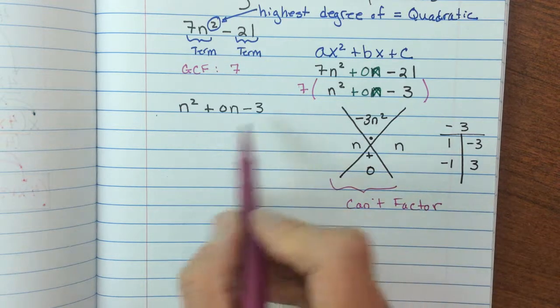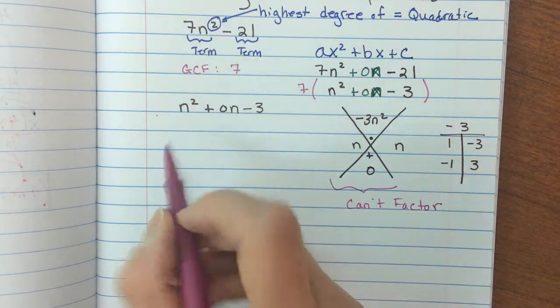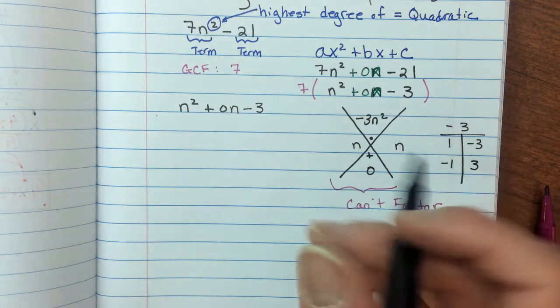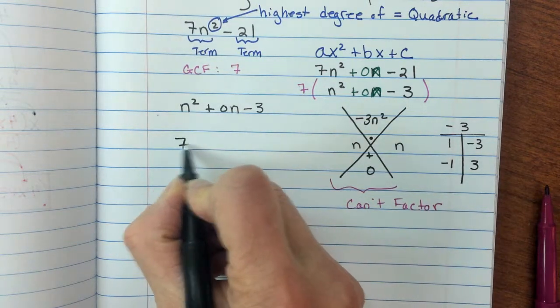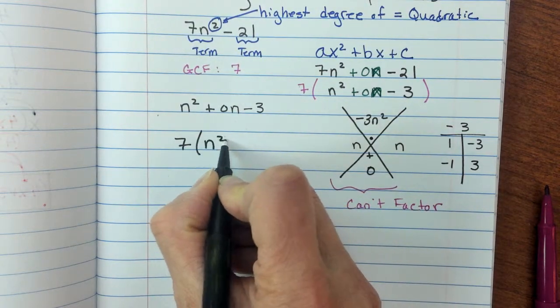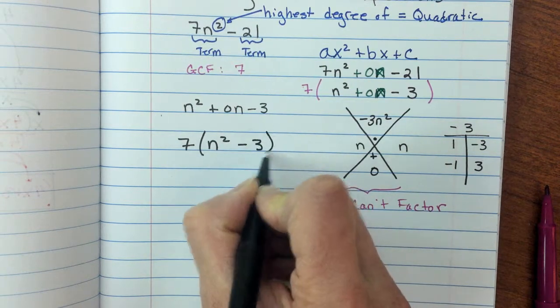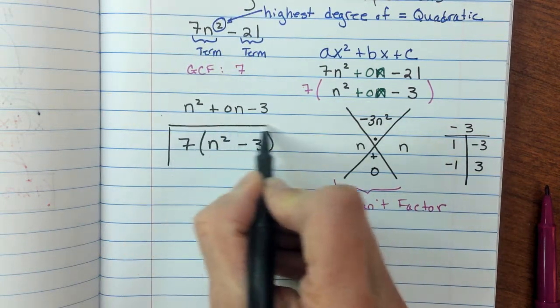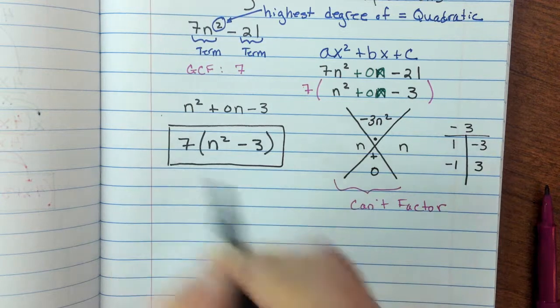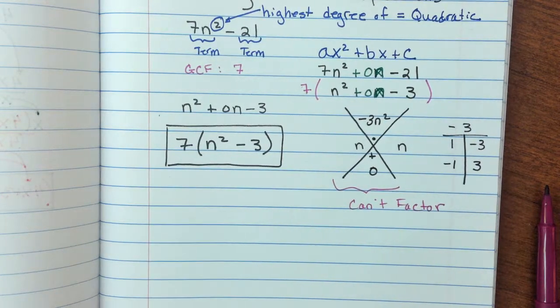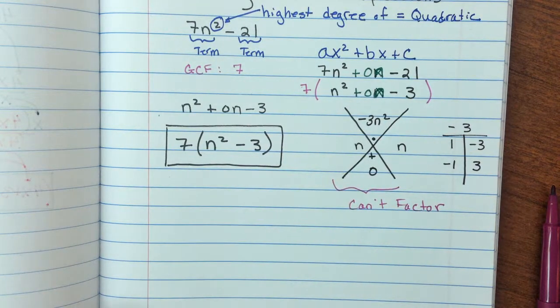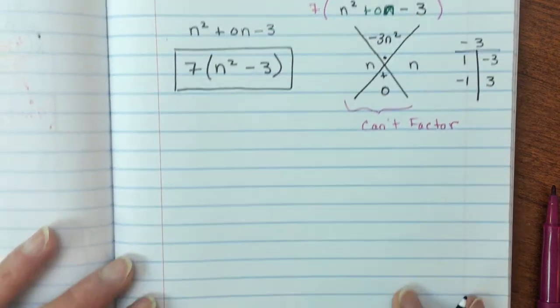That means the factored form would be, don't forget our 7 that we factored out in front, 7 times n squared minus 3. So this here is our factored form of the quadratic. Let's look at something similar but different.